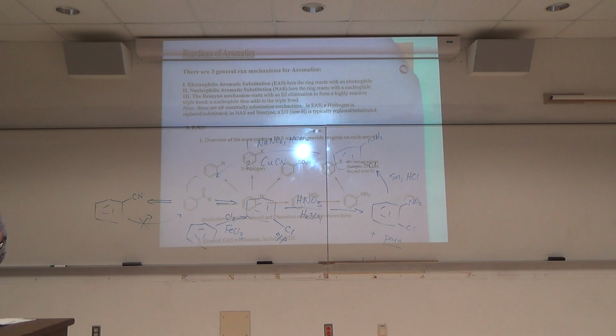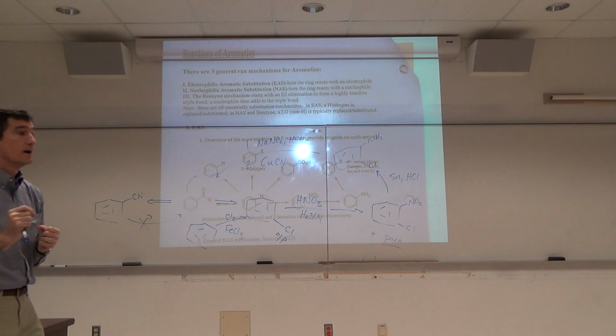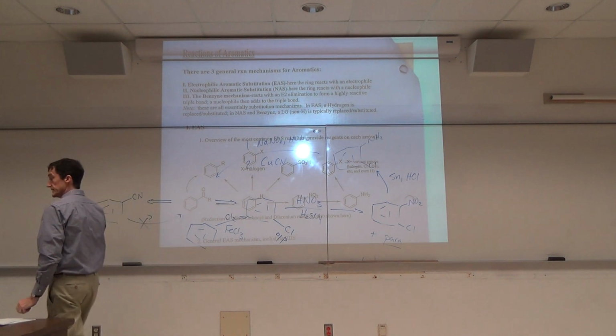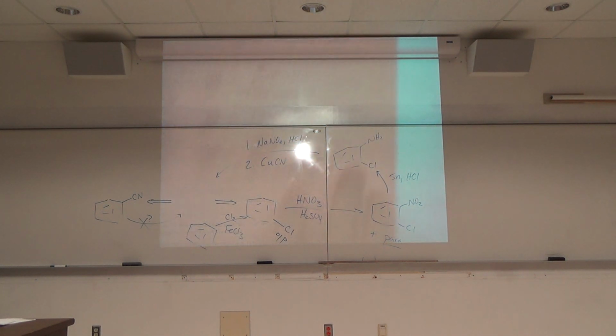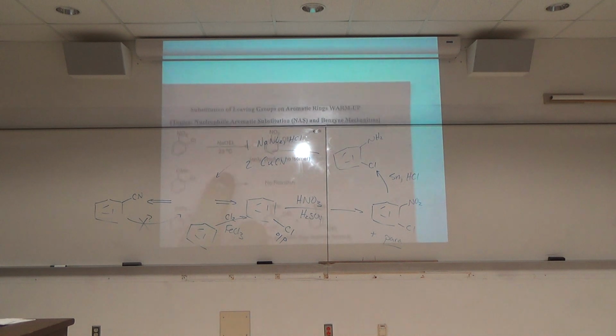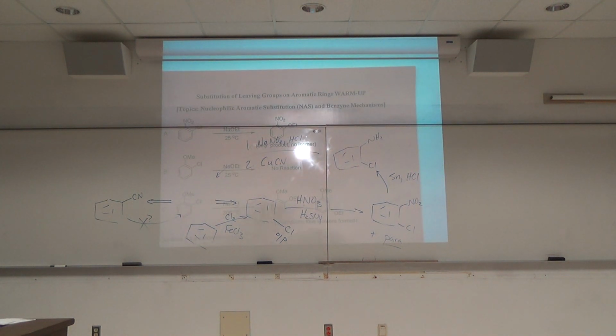It's going to be leaving group chemistry, but it's not SN1, SN2, okay? Same idea of leaving group, but it's not those mechanisms, because you don't do those mechanisms typically on an sp2 carbon. So we have new substitution mechanisms and we have a traditional leaving group. Okay. Pink sheet: substitution of leaving groups on aromatic ring.